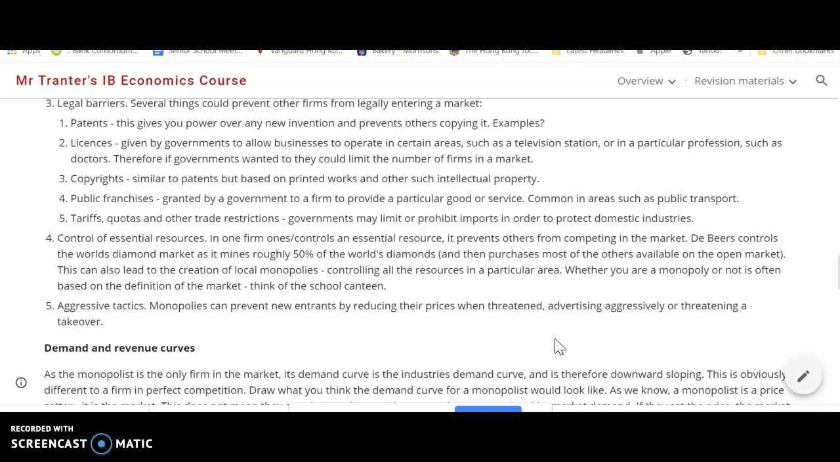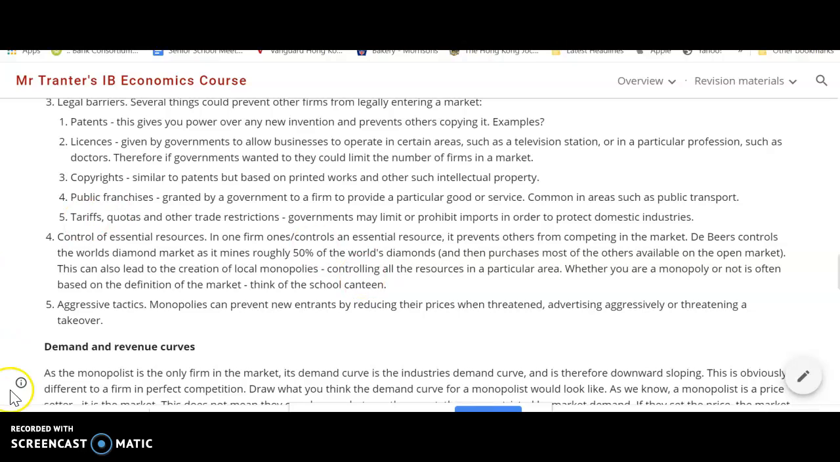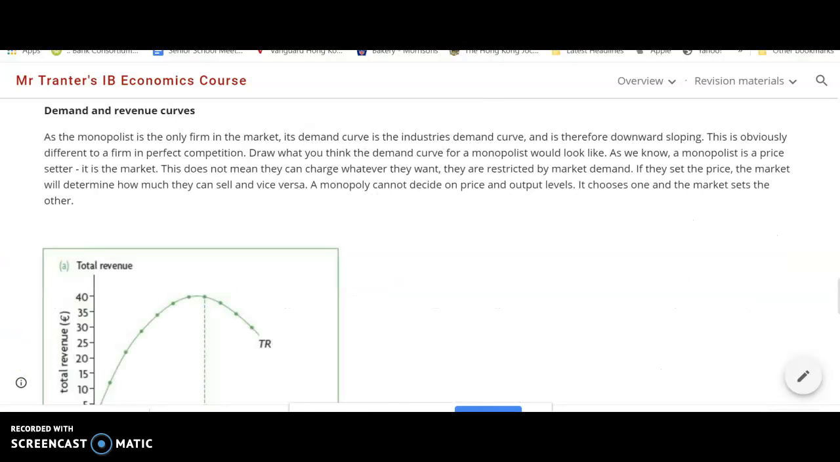If they think someone else is likely to enter the market, they could try to buy that company out. Okay. So one of the big differences between monopoly and perfect competition, or between every other market structure and perfect competition, is the shape of the demand and the revenue curves. Now, with the monopolist, they are the only firm in the market. So as we said before, the demand curve is the same as the industry demand curve, and it is now downward sloping rather than horizontal like in perfect competition.